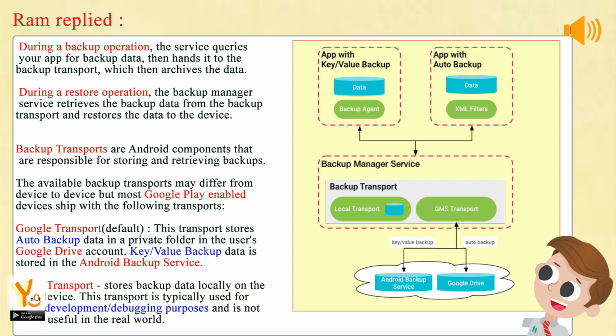Backup transports are Android components that are responsible for storing and retrieving backups. The available backup transports may differ from device to device, but most Google Play-enabled devices ship with the following transports. Google Transport, default. This transport stores auto backup data in a private folder in the user's Google Drive account. Key value backup data is stored in the Android backup service. Local transport stores backup data locally on the device. This transport is typically used for development debugging purposes and is not useful in the real world.